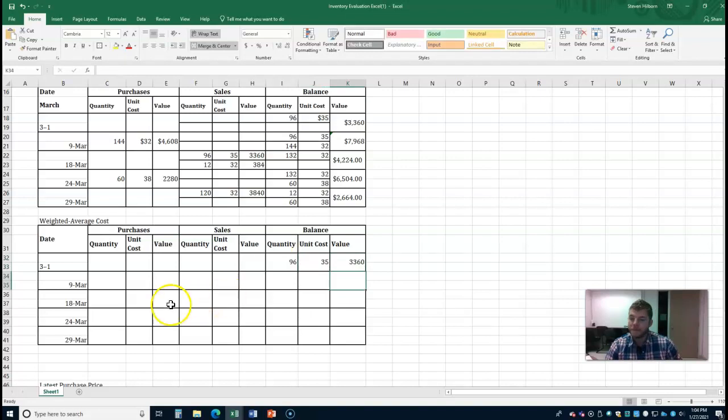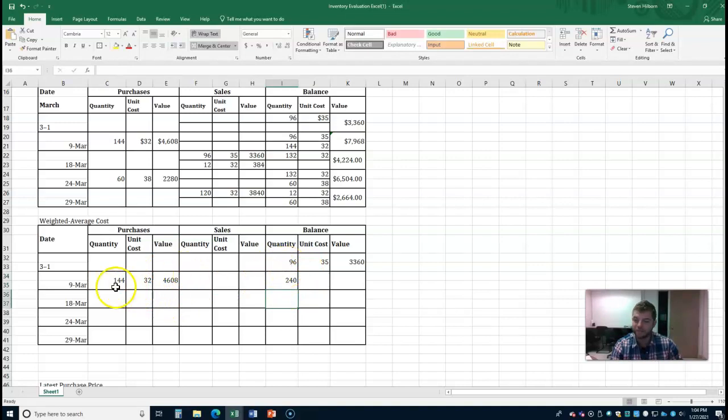There you go. First purchase is 144 units at $32 each, $4,608 is the value. So nothing has changed there. This is where the change is going to be. We keep an average weighted cost. So what you're going to do is add up how many units that you have.